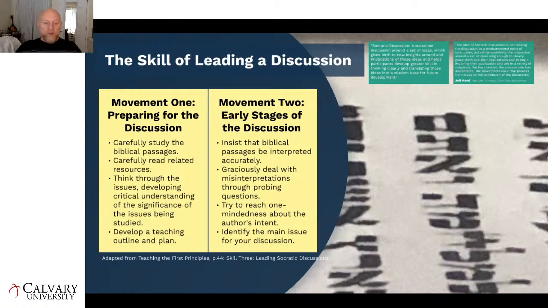And then you're going to try to reach one-mindedness about the author's intent. Okay, this is central to the task of interpreting passages correctly, is to try to reach one-mindedness about the author's intent. Once any group discussing the scriptures can agree on this is the author's intent, then that's half the battle. That's a group that is headed towards real life transformation. And then they're going to identify the main issue for your discussion, okay? He's saying this is the early stage of the discussion. We're going to understand the scriptures, and we're going to nail down this is actually the issue that we really want to discuss together.